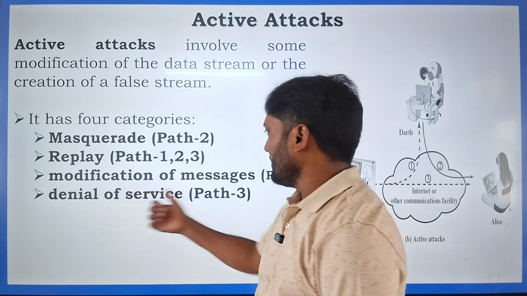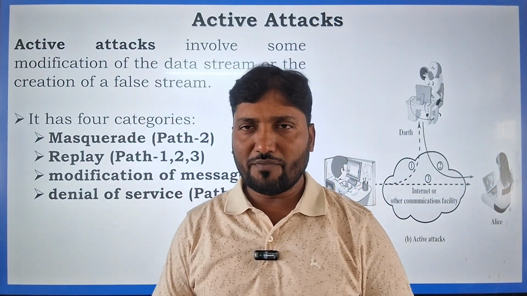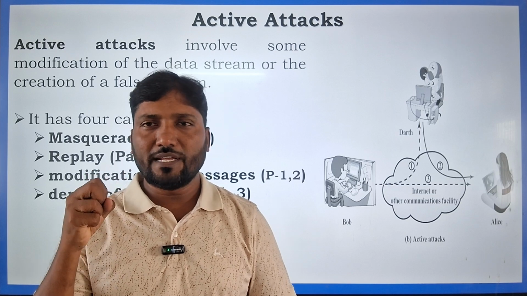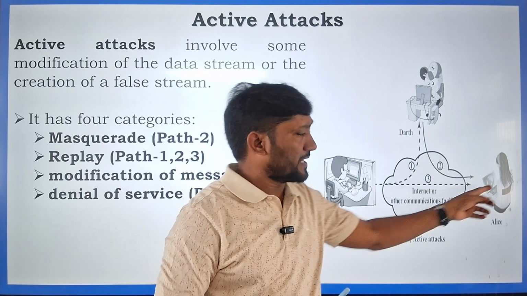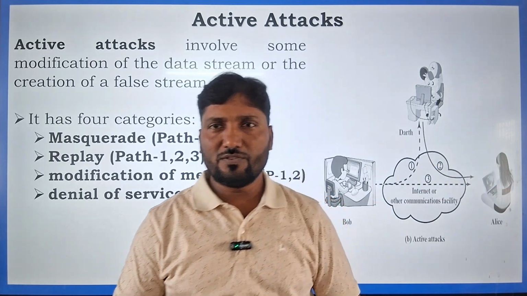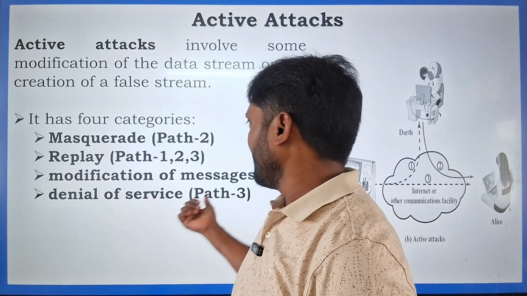And the third one is modification of the message. What is the modification of the message? It can capture the data from the network and alter the data. That altered data can be transmitted to the receiver. This is called modification of the message.